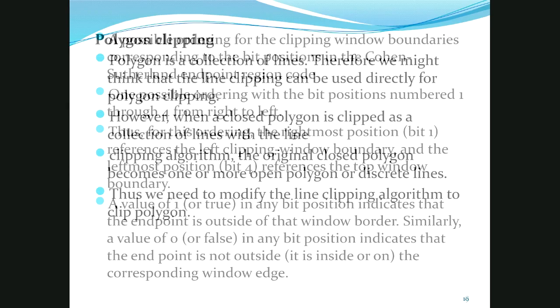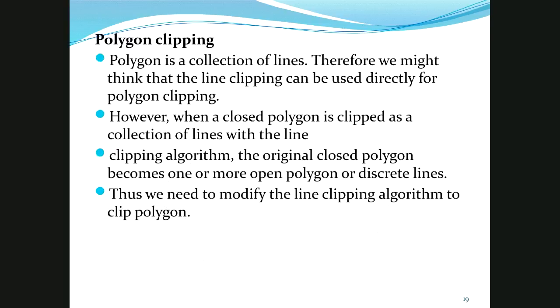Then coming to the polygon clipping algorithm. I think everyone knows that a polygon here means you have 5 edges, right? So see, for example, this is a polygon. Here the polygon will be present like this, with 5 edges. This is 1, this is 2, this is 3, then 4 and 5. So 5 edges will be present in the polygon.